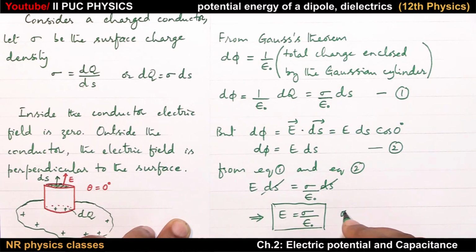Or in vector form, electric field equal to sigma by epsilon naught into n cap. N cap is outward for positive charge, n cap is inward for negative charge.